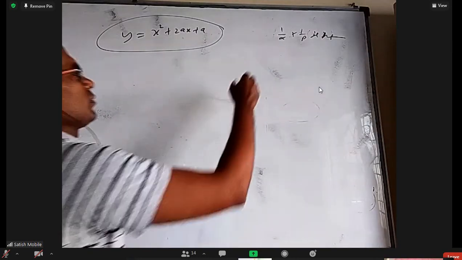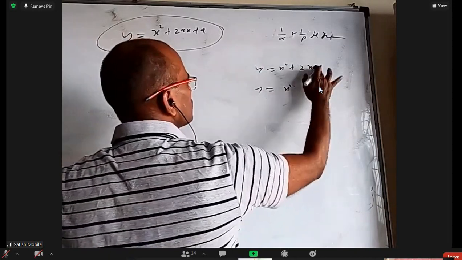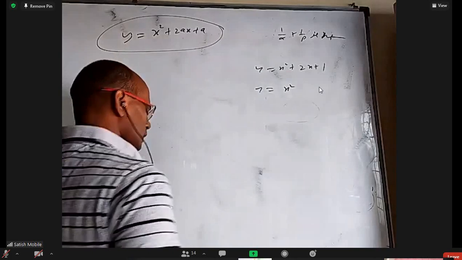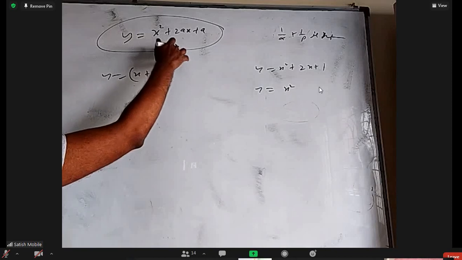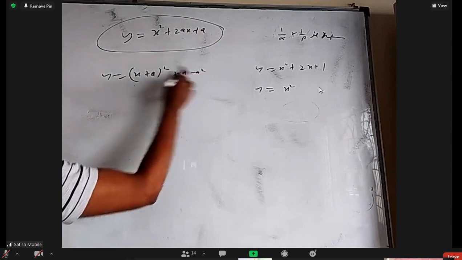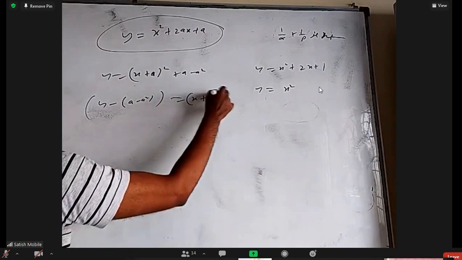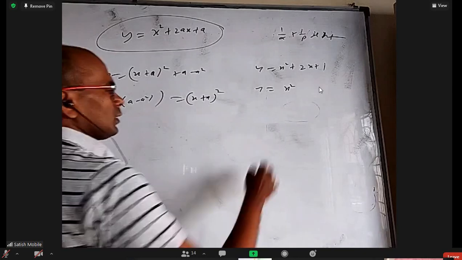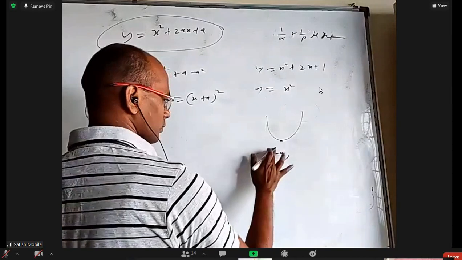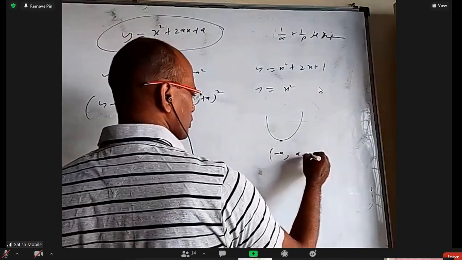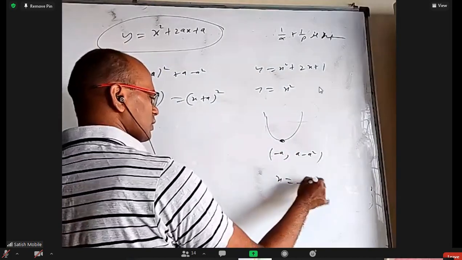Let us take one example. If I take a equal to 1, it is y equal to x square plus 2x plus 1. If I take a equal to 2, anyway, let us see what is the vertex of this. This is x plus a whole square, first of all. For that, I have to subtract a square. So bring this side: y minus a square equal to x plus a whole square. An upward parabola with vertex at minus a comma a minus a square. So yes, the vertex of the parabola always lies on the line x equal to minus a.